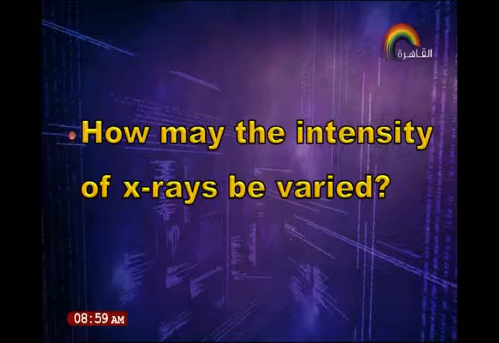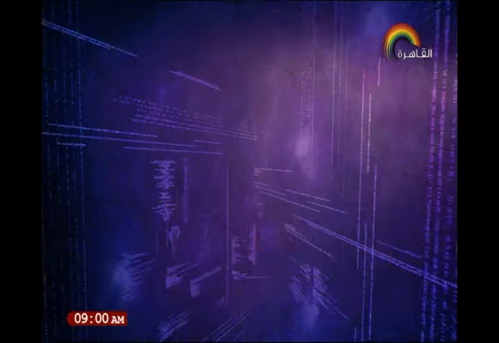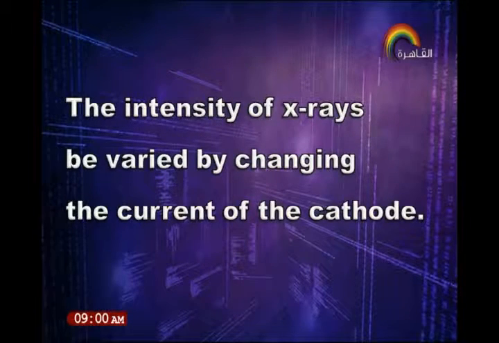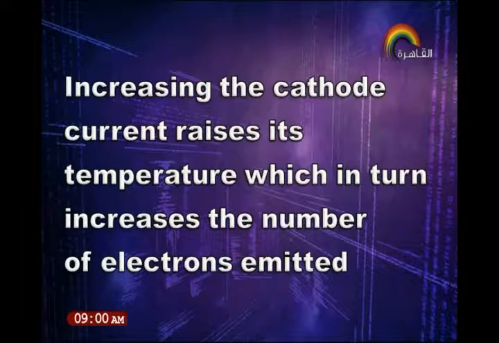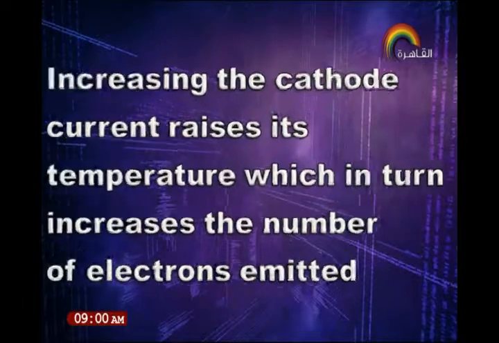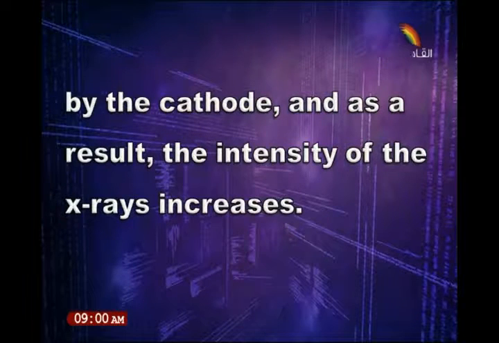Another item on the same question: how may the intensity of X-rays, intensity, not penetration power, be changed? The intensity of X-rays can be varied by changing the current flowing through the cathode. Increasing the cathode current raises its temperature, which in turn increases the number of electrons emitted from the cathode. And as a result, the intensity of the produced X-rays increases.